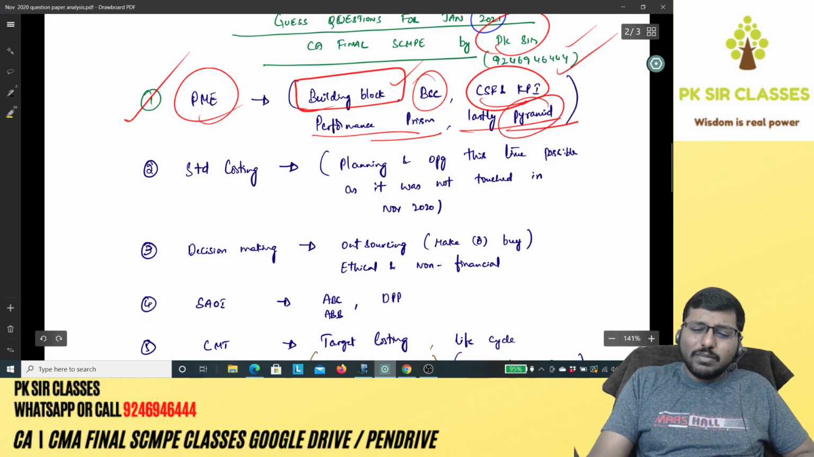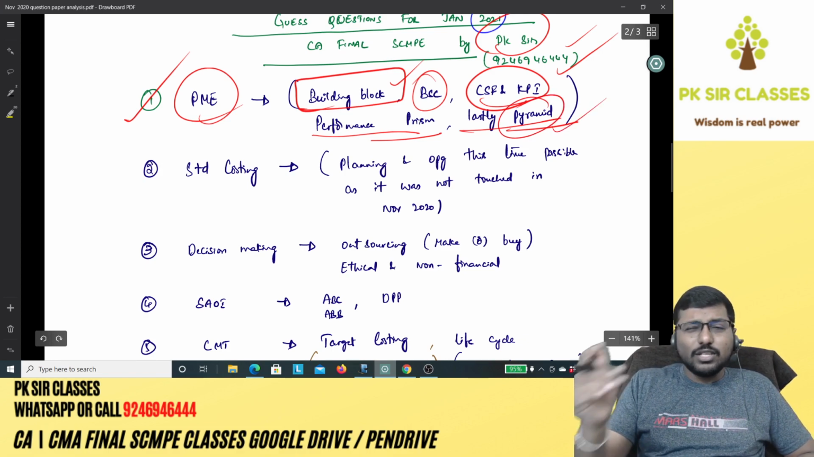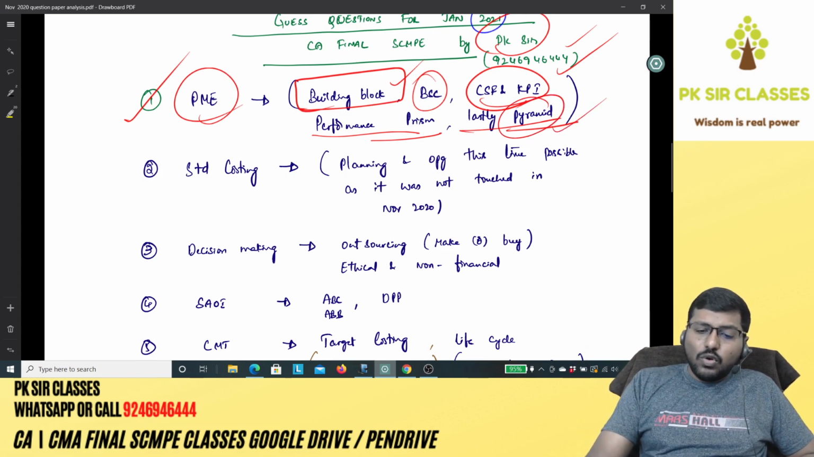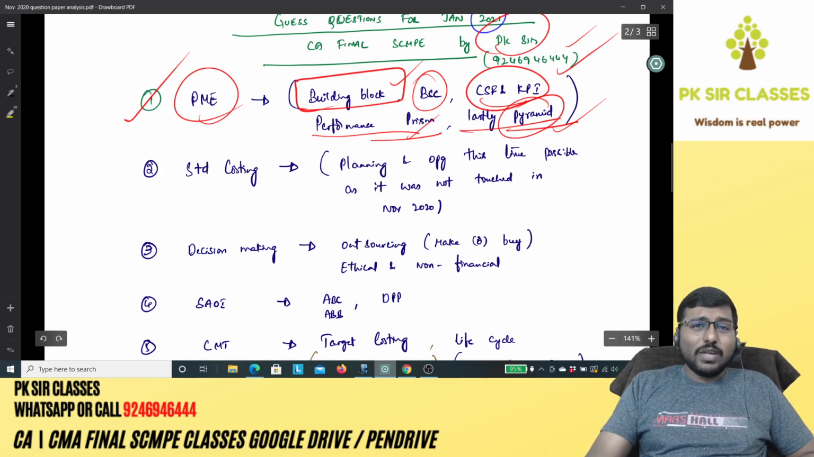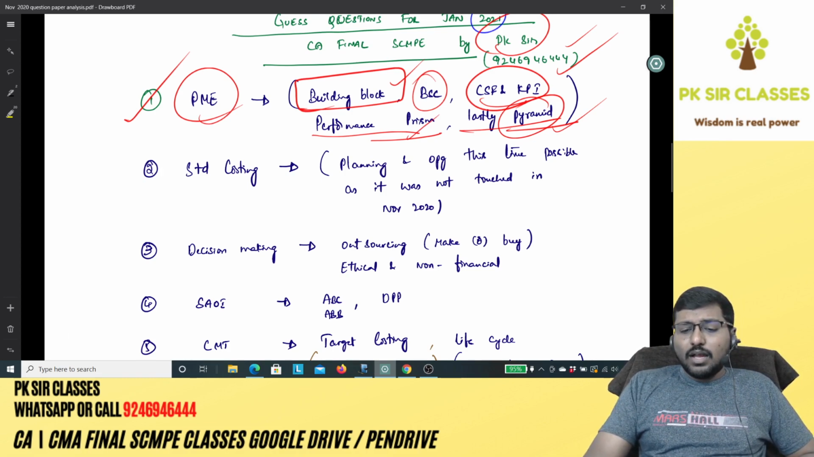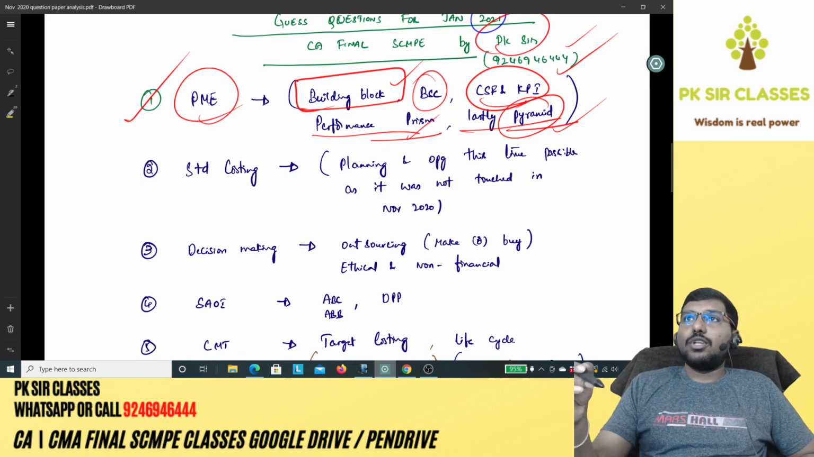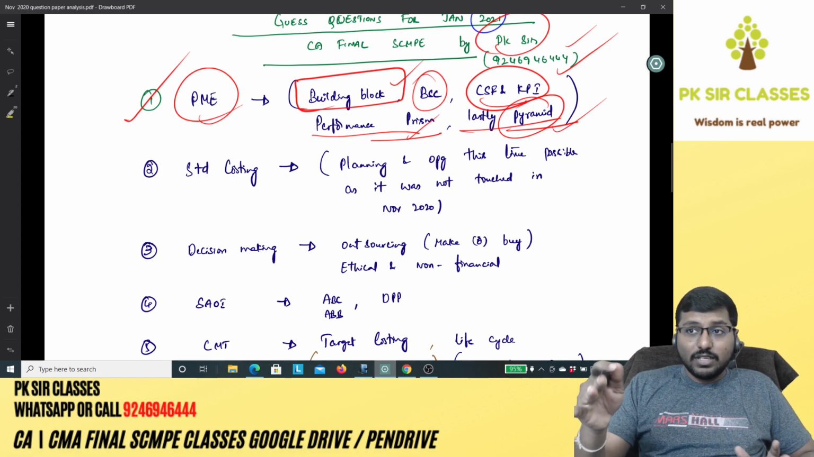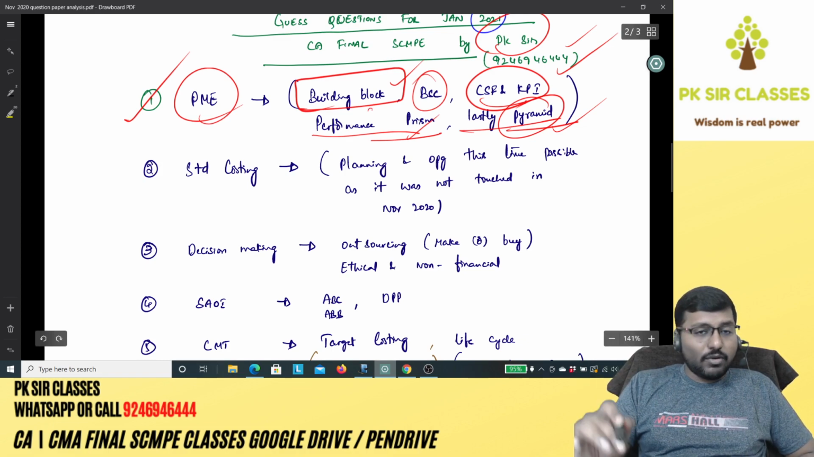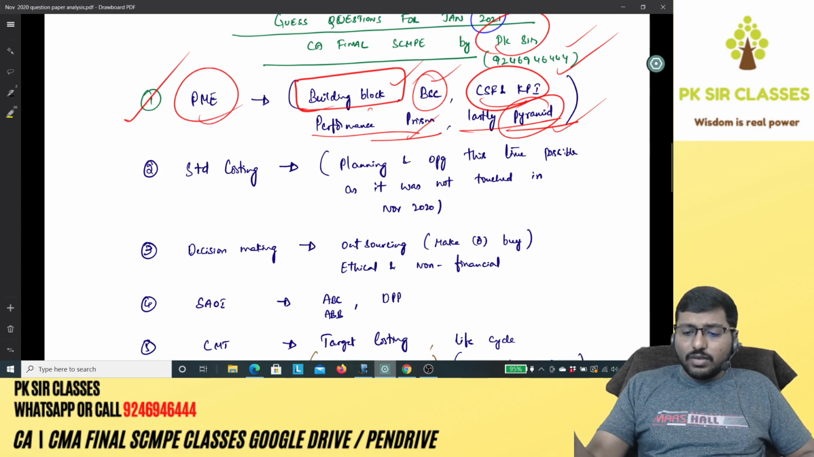Performance pyramid is not that important, but still I've included it here, so just give it a glance. Performance prism is very important, because it's the latest of the performance measurement techniques and better than balance scorecard, and now people are using it. As of today, as I'm talking to you, two performance measurement systems are really important for us: the building block model and performance prism. Balance scorecard has also actually got outdated, but still people are using it right now.